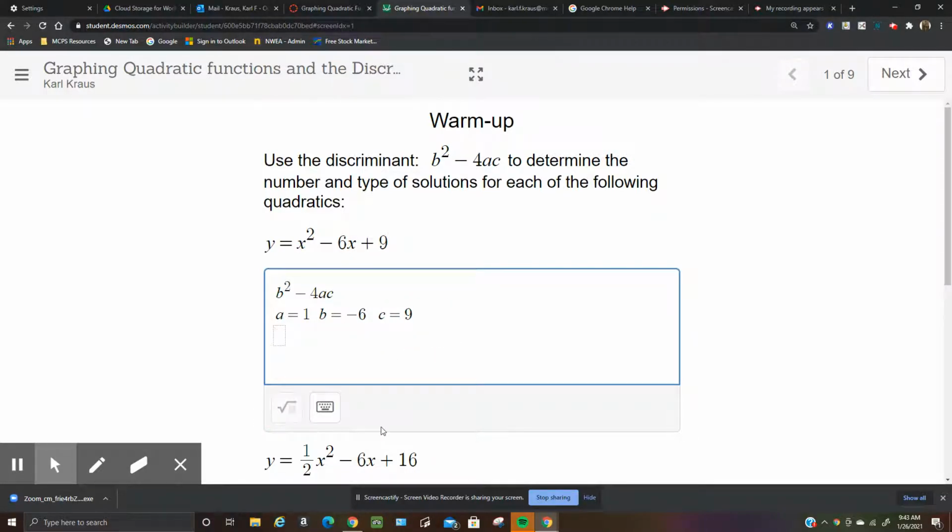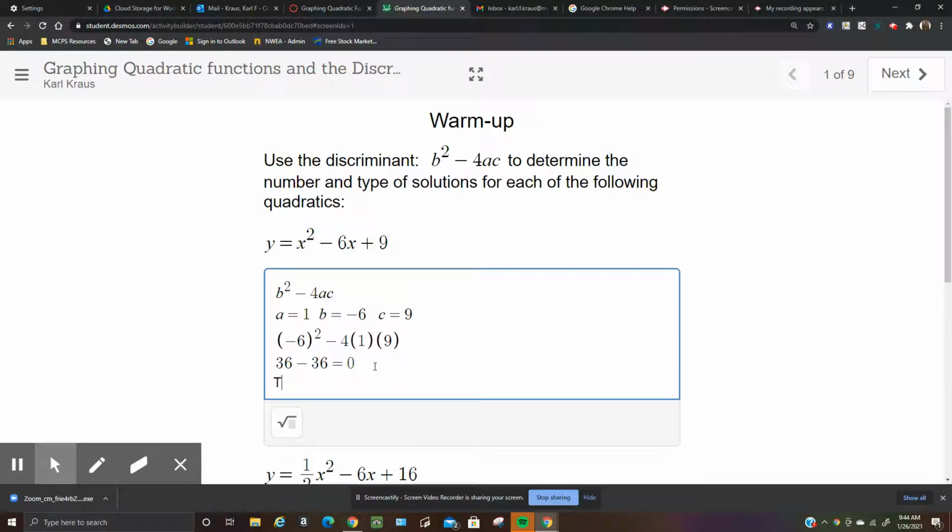Plugging into the discriminant, negative 6 squared minus 4 times 1 times 9, and then 36 minus 36 equals 0. When the discriminant is 0, there is 1 repeated real solution.